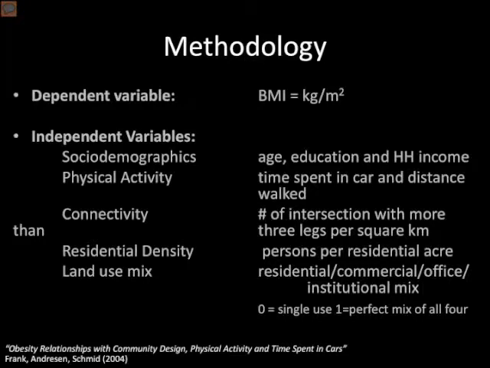And then also they had 3 measures of the built environment. So we have connectivity, which is the number of intersections with more than 3 legs per square kilometer, residential density, which is the persons per residential acre, and land use mix, which is a continuum where 0 is single land use and 1 is a perfect mix between all 4. So I'll explain how they came up with those a little better.